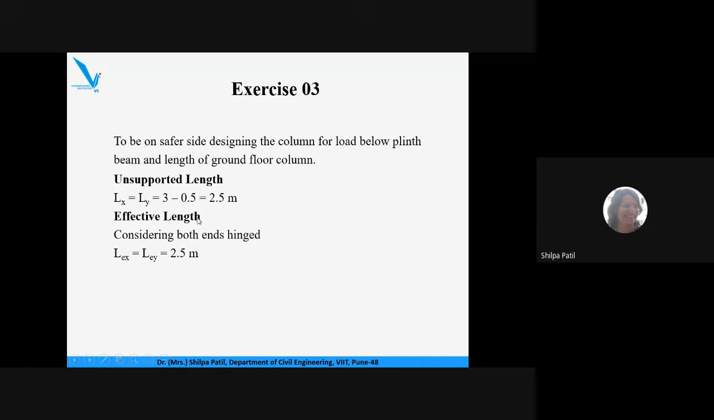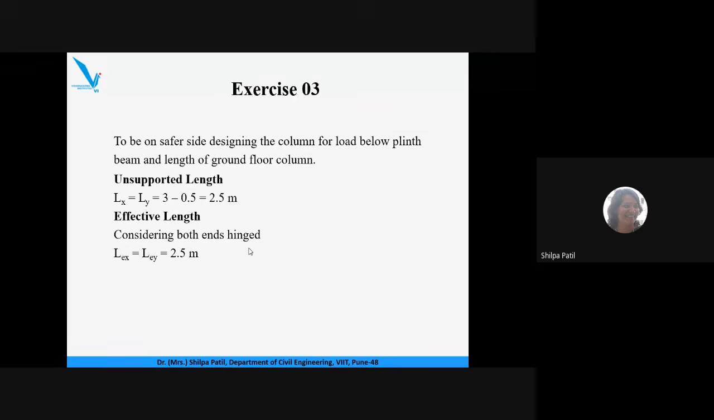Now for this, the effective length is to be calculated. If you refer to Annex E, the effective length for both ends hinged is equal to 1 times the unsupported length. So whatever unsupported length is calculated here, the same will be my effective length, because I'm considering both ends as hinged. Practically, we never get a column in which the end is having hinged support. Always we get fixed ended columns.